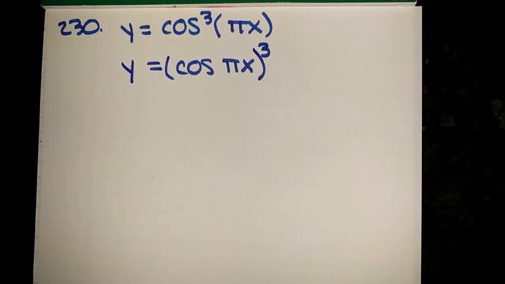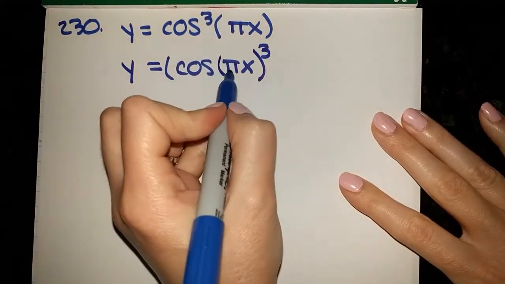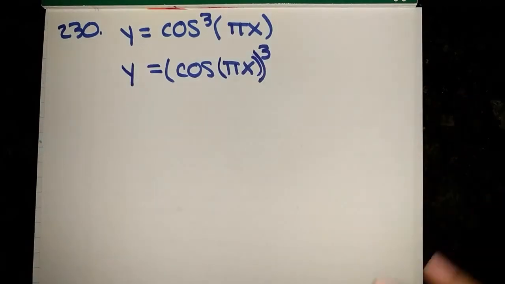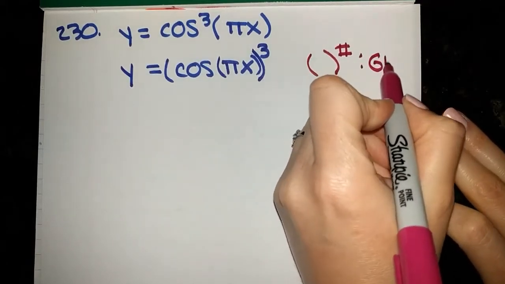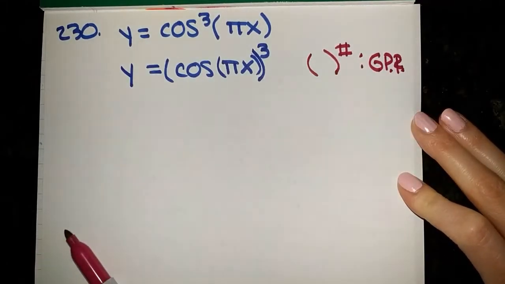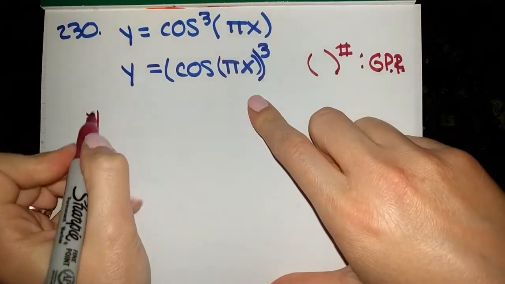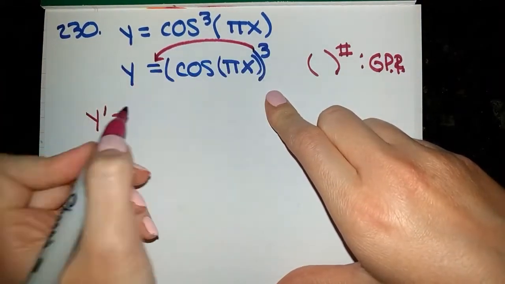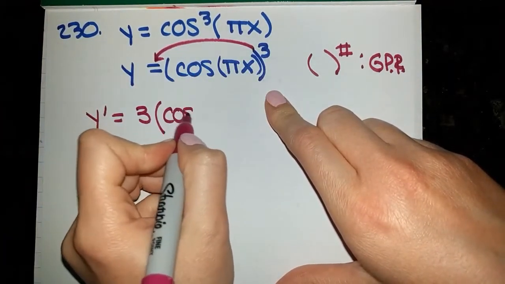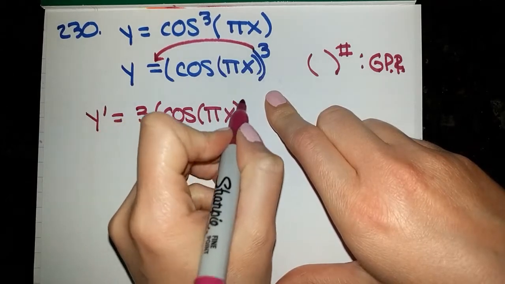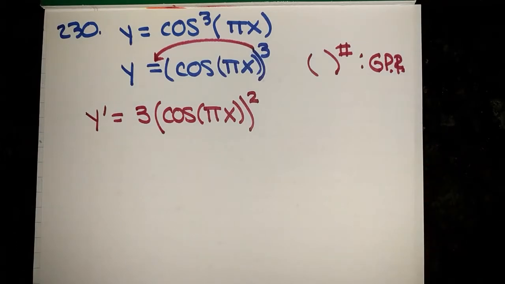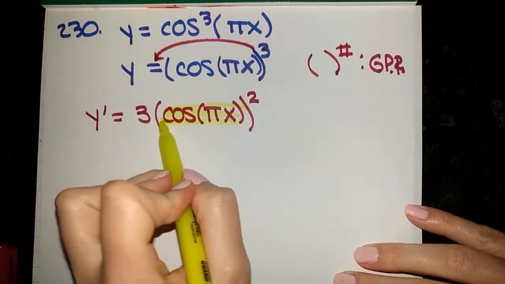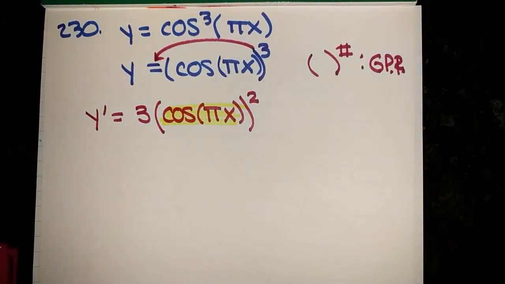Now, once we rewrite it, and again, you could put the little parentheses here if you wanted to and continue that way. But once you rewrite it, the first thing to notice is that you have parentheses to a power. And so that means we are going to use our general power rule. All right, so our y prime will be equal to, bring down the exponent, keep the inside fixed, subtract 1 from the exponent of 2, and then we have to multiply this by the derivative of cosine pi x.